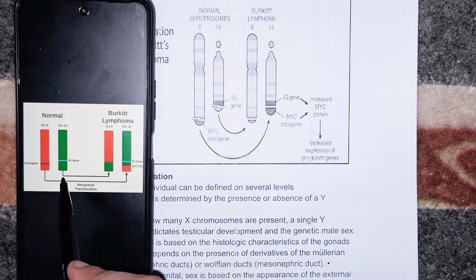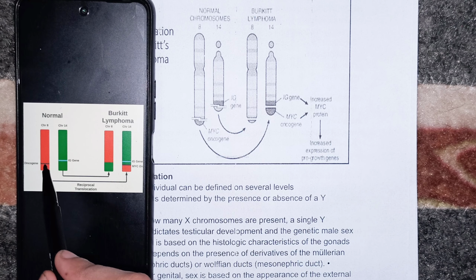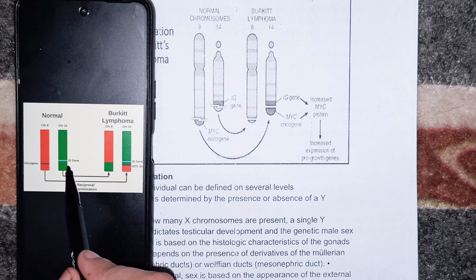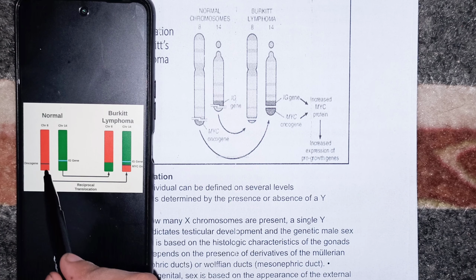What happens in case of Burkitt lymphoma is that this MYC gene, which is blackish, and this segment of the chromosome which is red in color, they are removed from here and fitted here just below the IG gene. And this green segment which was initially present below the IG gene is removed from here and then fitted here.